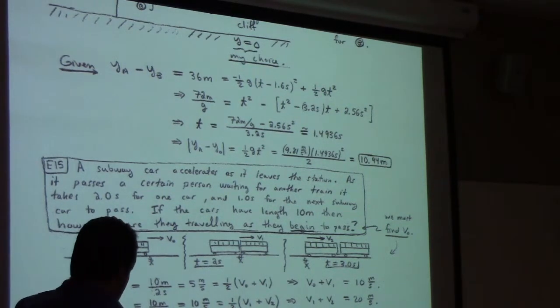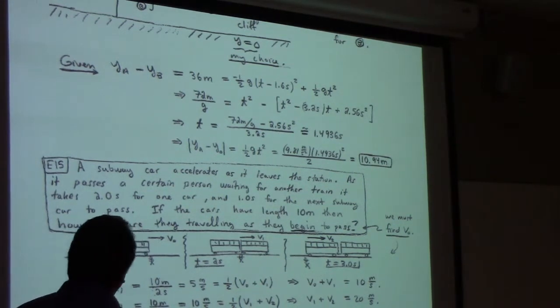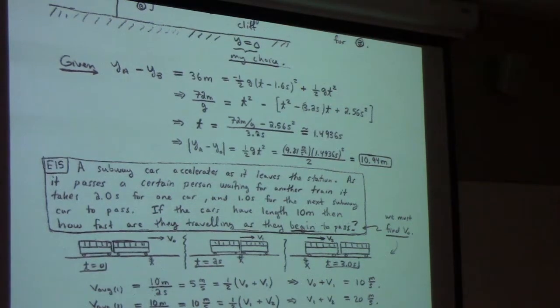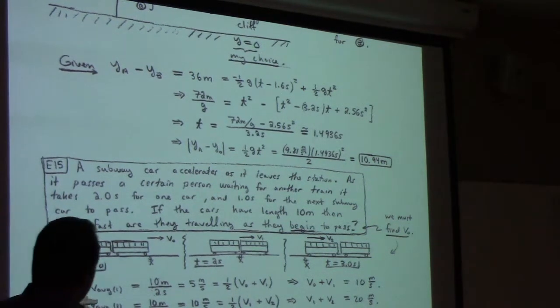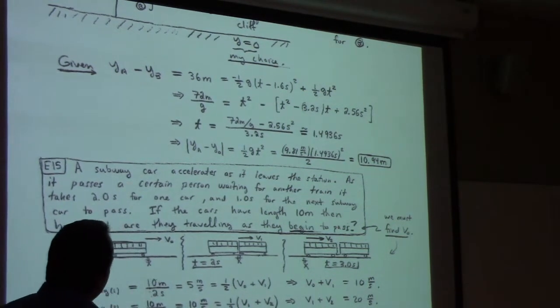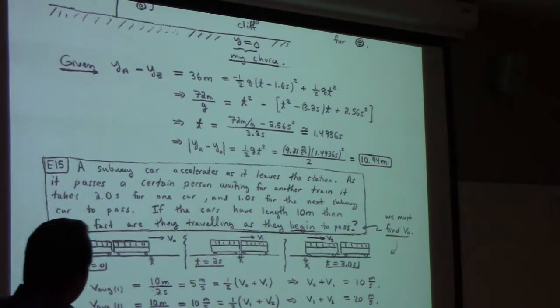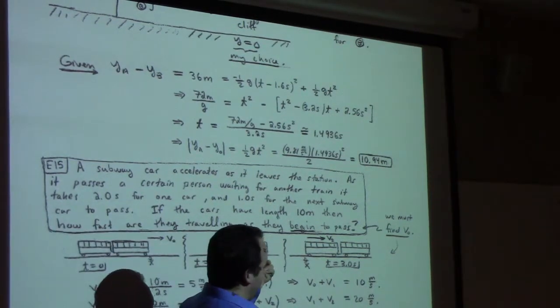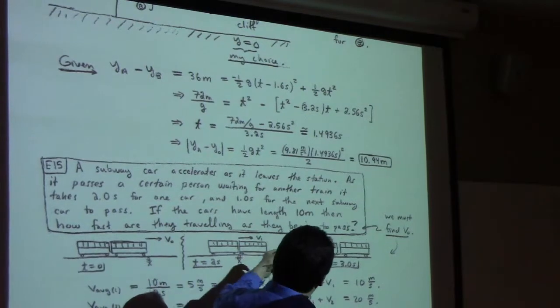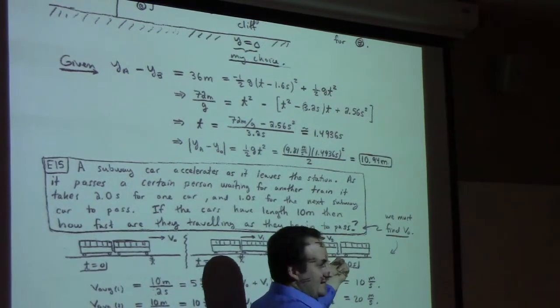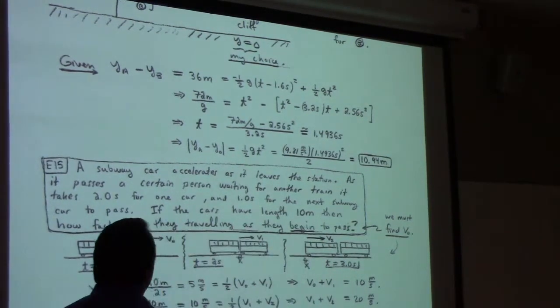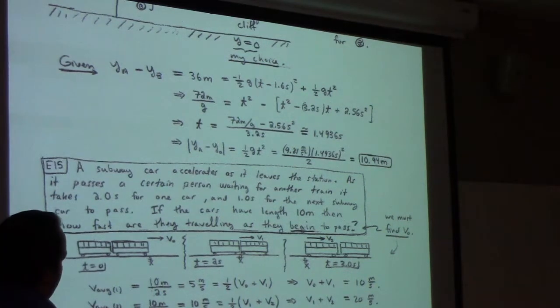this question, I tell you something. You have a subway car that accelerates as it leaves the station. If it passes a certain person, this guy, waiting for another train, it takes 2 seconds for the first car to pass. And then it takes 1 more second for the second car to pass. We're given that the cars have a length of 10 meters. How fast are they traveling when they begin to pass?